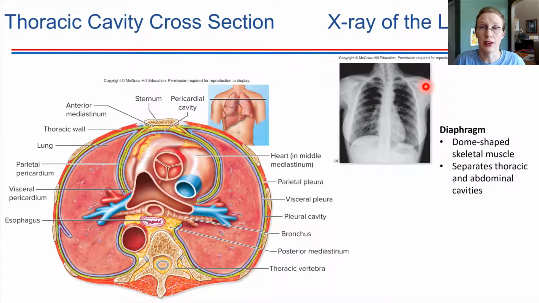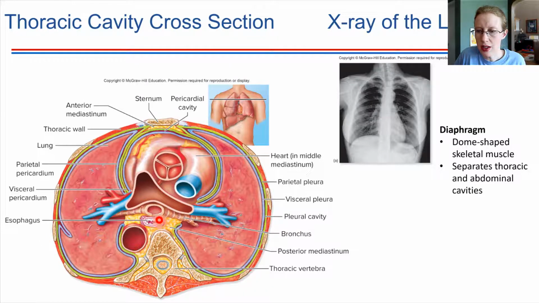We've seen the heart in an earlier chapter. Let me point to this picture. So this is a cross-section. You can see a valve on the heart right there. We've also got the trachea, a cross-section through the trachea. It splits into the primary bronchi.